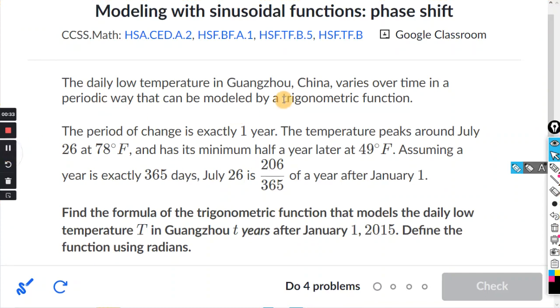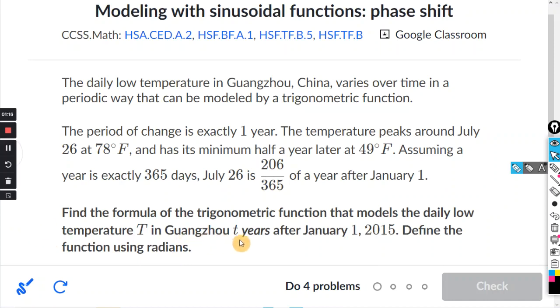Okay, the daily low temperature in Guangzhou, China, varies over time in a periodic way that can be modeled by a trig function. The period is exactly 1 year. The temp peaks around July 26th at 78 Fahrenheit. Okay, since it's a peak, this is going to be the maximum. And its minimum half a year later at 49 Fahrenheit. Assuming a year is 365 days, July 26th is 206 over 365 of a year after January 1st. Find the formula that models the low temperature T years after January 1st. Define the function using radians.